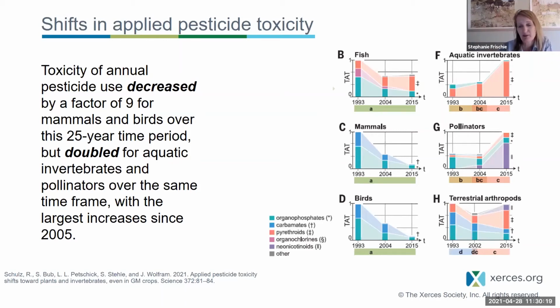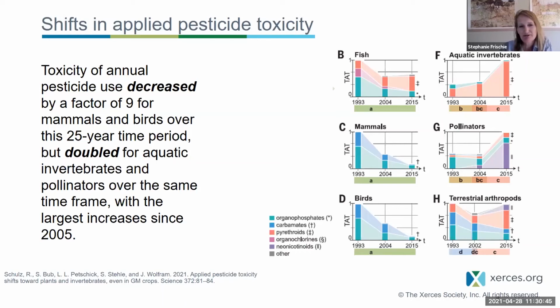In many cases with pollinators, the toxicity has doubled in that time period. And this is in large part due to the transfer away from organophosphates and carbamates and into the pyrethroid and neonicotinoid chemistries.